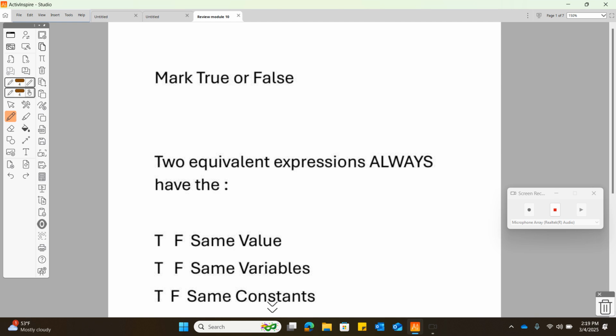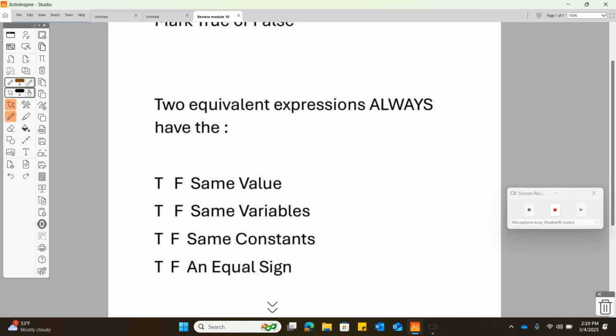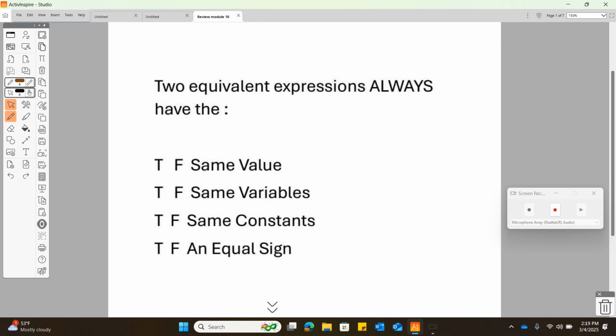Two equivalent expressions always have the same value. That is true.